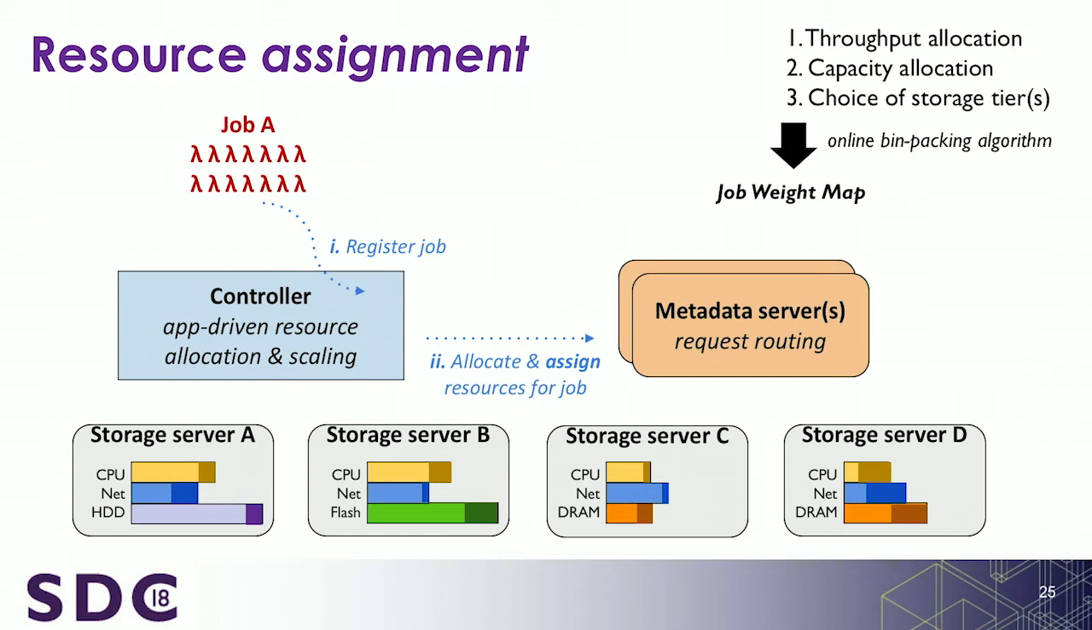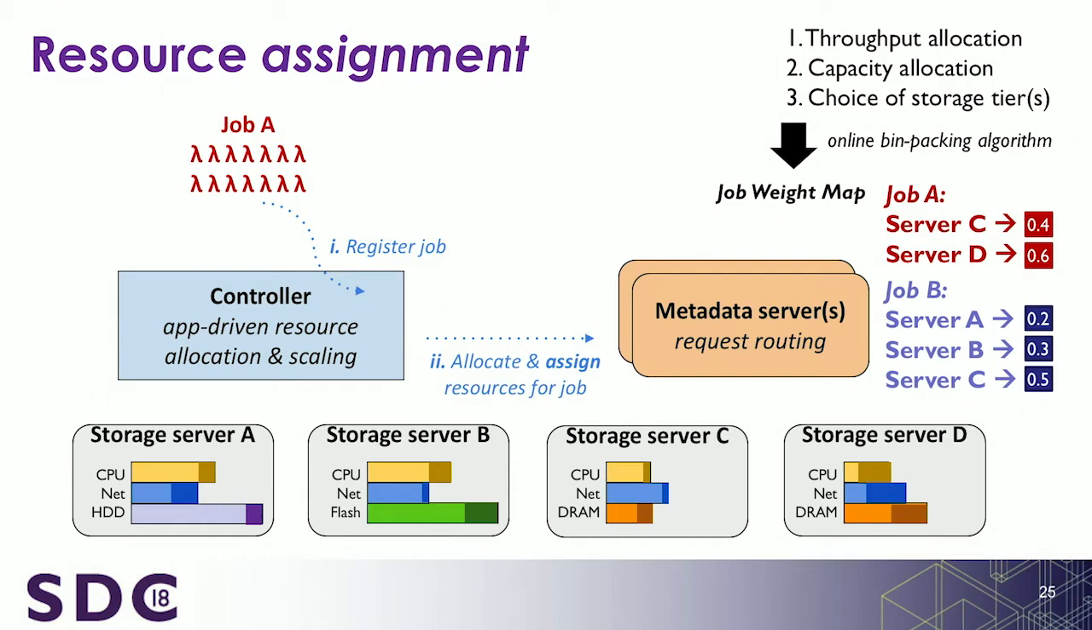So this information gets recorded in what we call a job weight map. So for example, the controller can decide that job A's data is going to be spread across server C and D. This, for example, could be a latency-sensitive application that wants to exclusively use the DRAM tier. And 40% of its data can be going to server C, and 60% will be going to server D. So these choices will depend on what is the current load on these systems, because the controller is monitoring resource utilization. And for each job, we will have a weight map.